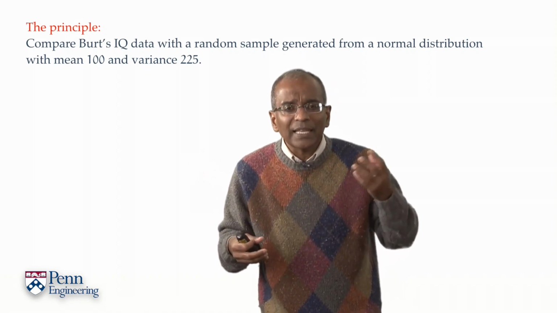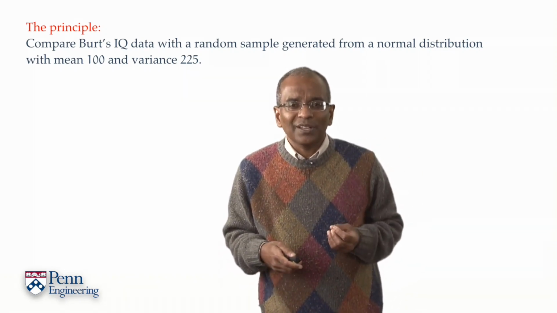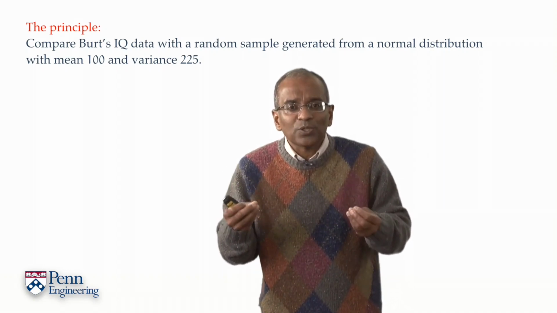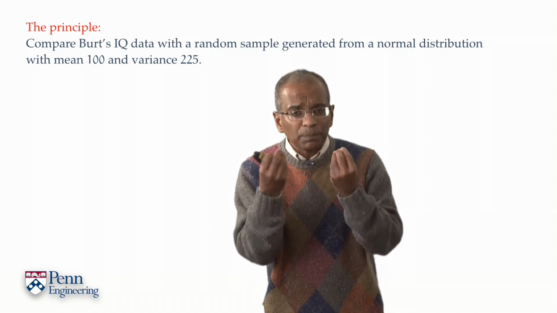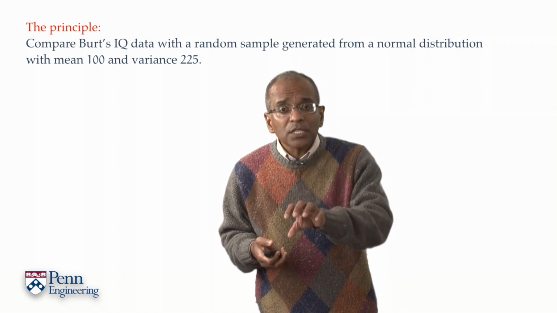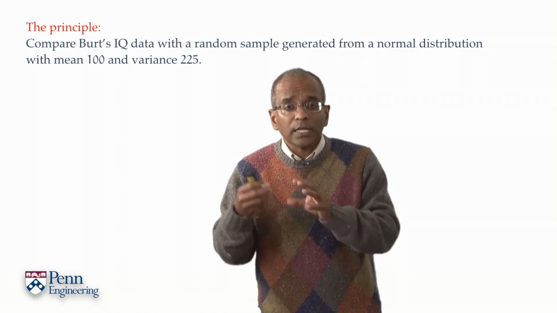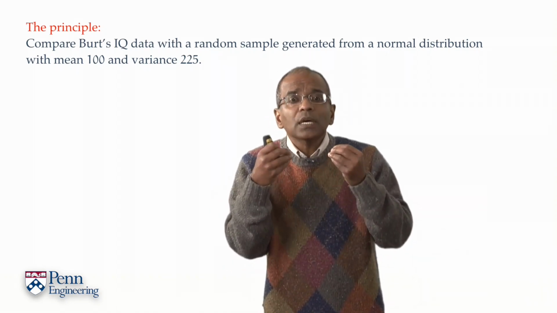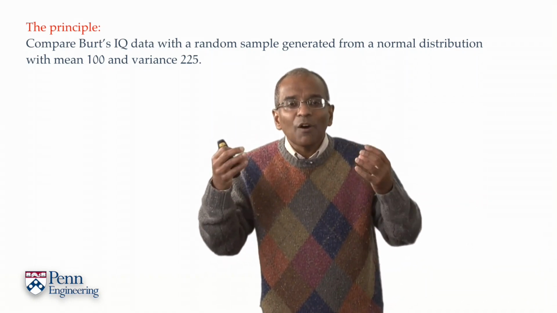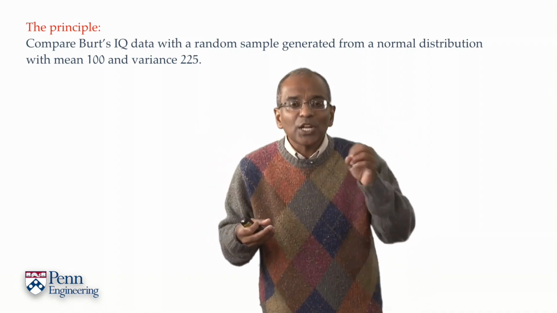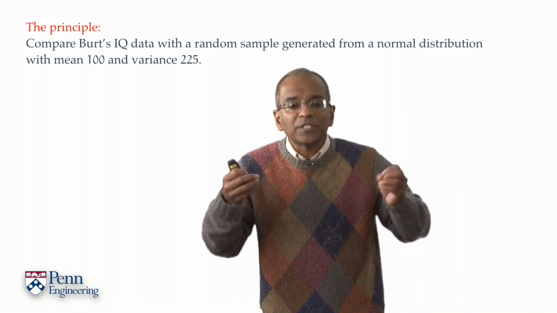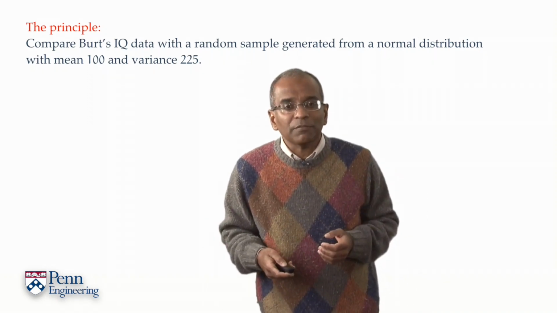We've seen this before in the analysis of the hot hand phenomenon. We've seen this in drug testing. We've seen this in the context of polls. It's the same idea for a principled statistical test. So we are going to compare Bert's reported IQ data for adults and children with what one would obtain, this is the thought experiment, from a random sample generated from a normal distribution centered at 100 with a spread of 15 or a variance of 225.